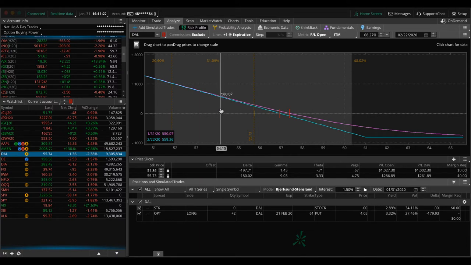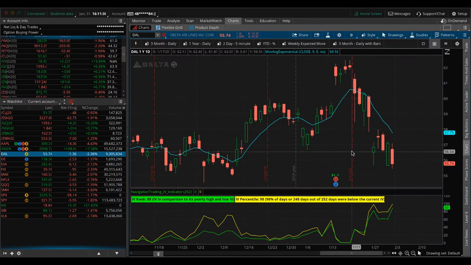The other thing is Delta came out today and announced that they were canceling all Chinese flights. And so, again, I thought this would be down a little bit more, but it is still down a decent amount. I figured it would have dropped even more on that news and in comparison with the rest of the markets. But anyway, that's where we're at in Delta.